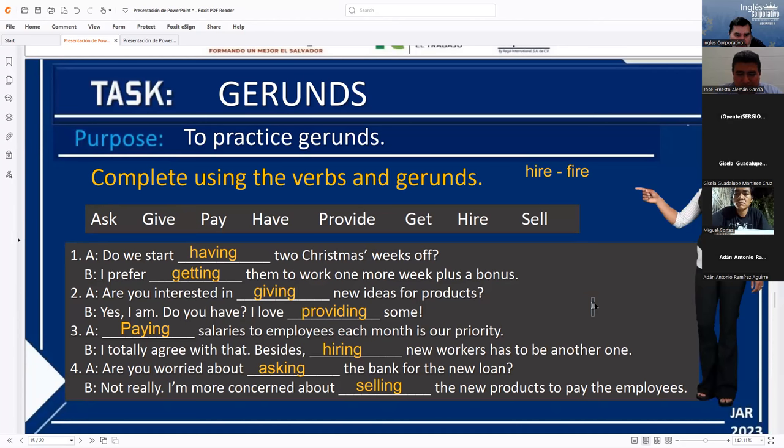I totally agree with that. Besides, hiring new workers has to be another one. Are you worried about asking the bank for the new loan? Not really. I'm more concerned about selling the new products to pay the employees. Okay, not very happy with some of the verbs, but okay.